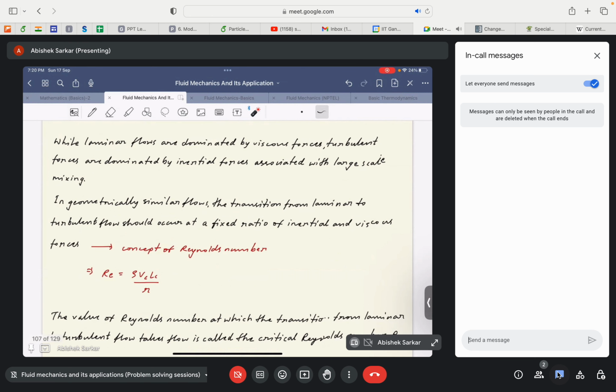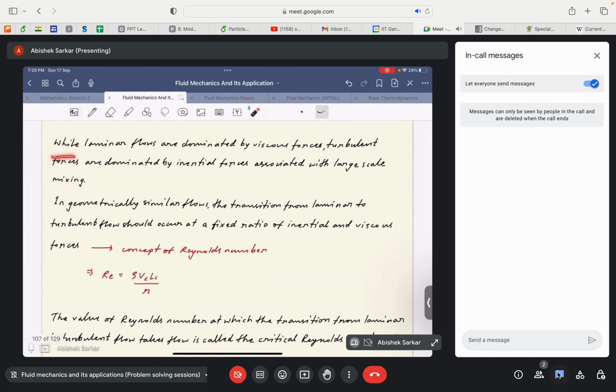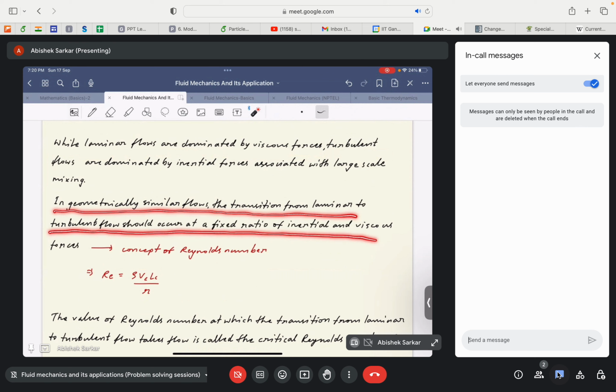We will go to the basic definition that's written here. While laminar flows are dominated by viscous forces, turbulent flows, I'm sorry, that should be flows, are dominated by inertial forces associated with large scale mixing. In a geometrically similar flow, the transition from laminar to turbulent flow should occur at a fixed ratio of inertial and viscous forces.